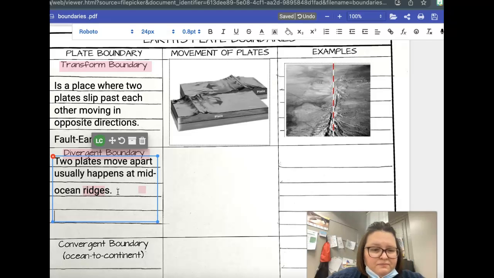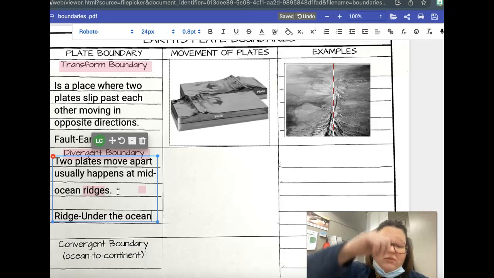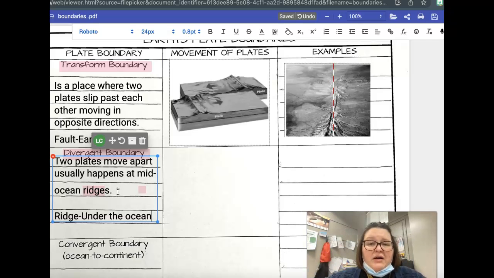I want you to write this down too. You will get a ridge and it usually happens under the ocean. And it forms mountains under the ocean. You can actually go down there in some places and see the lava coming up that forms these mountains underneath the ocean water. So yeah, very interesting place. I'd like to show you some video on that as well.